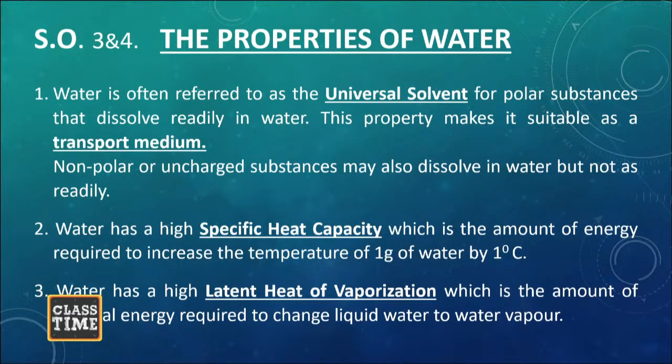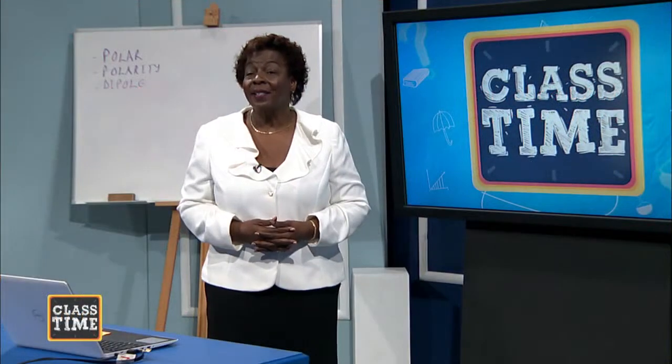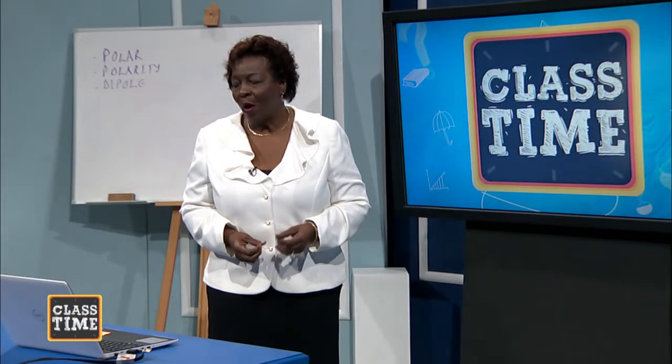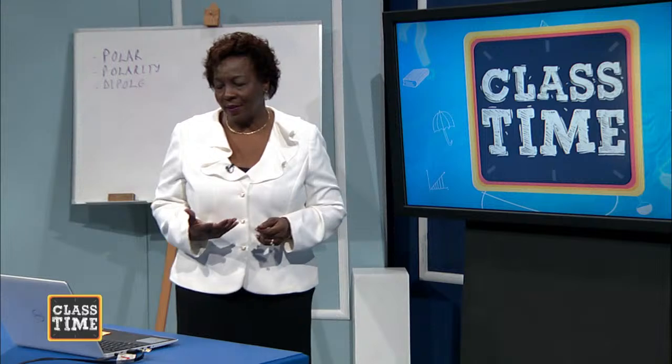Now, we're going to look next at how the structure of the water molecule relates to the properties of water. The properties of water are very important in the scheme of things. Without water, I don't think life could exist on Earth as it does, because about 75% of the planet is made up of water, which is often referred to as the universal solvent for polar substances.